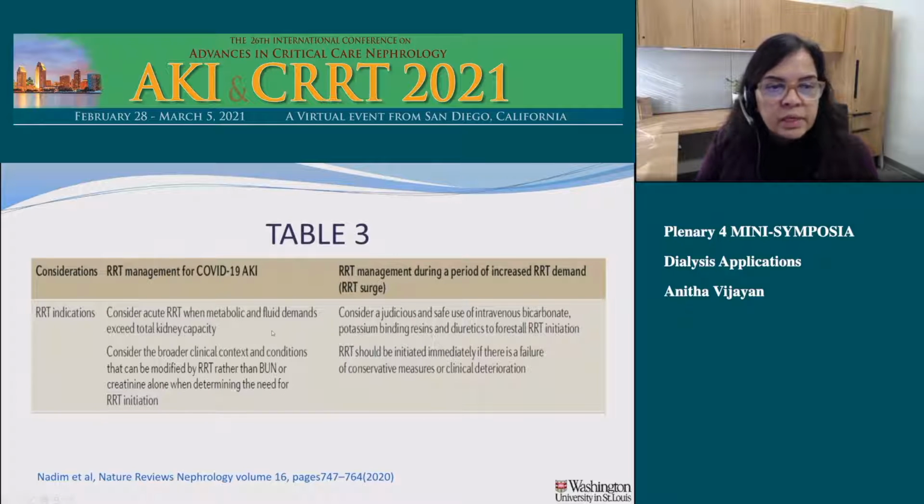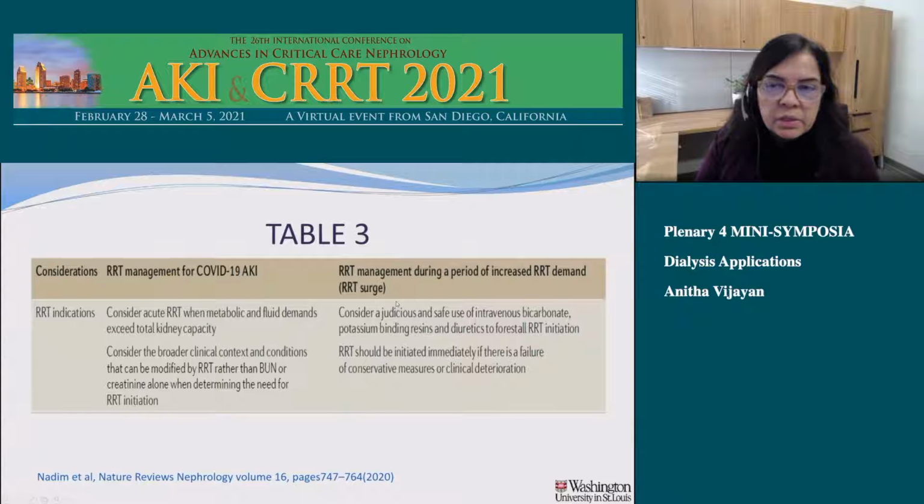So from our recommendations, we suggested that you consider acute renal replacement therapy when metabolic and fluid demands exceed total kidney capacity, and consider broader clinical context and conditions that can be modified by RRT rather than BUN or creatinine alone when determining the need for RRT initiation, meaning that we shouldn't strictly go by the KDIGO AKI criteria.